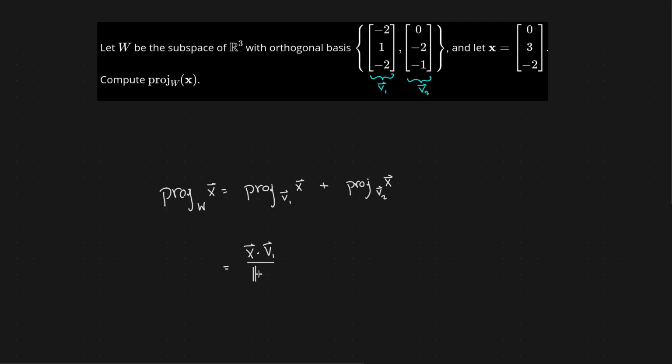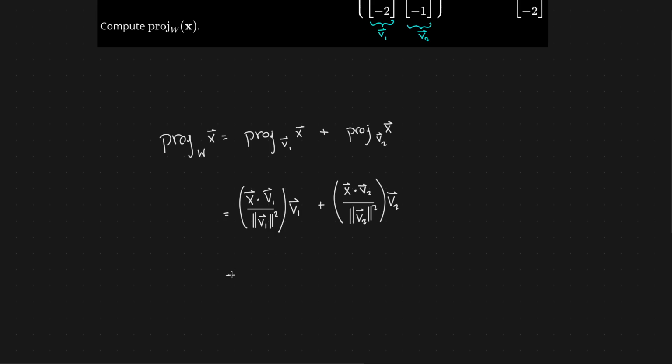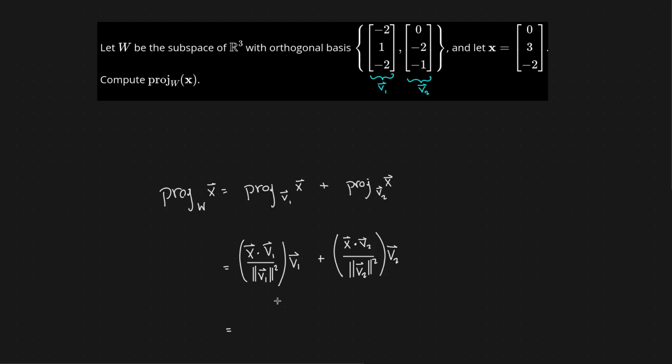Now, the formula for a vector projection: you take the dot product of X and V1 divided by the norm of V1 squared, multiplied by vector V1, and then do the same thing for this one. So X dot V2 over the norm of V2 squared times vector V2. I'm just using the formula for the orthogonal projection of one vector onto another, okay? And now it's straightforward. We're just taking the dot product, taking the norm, and so on.